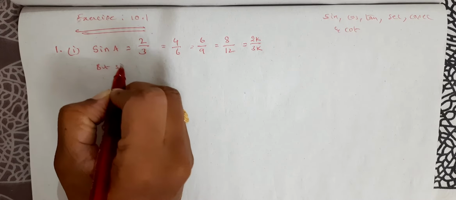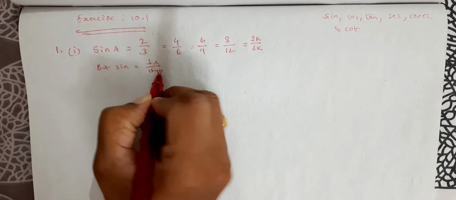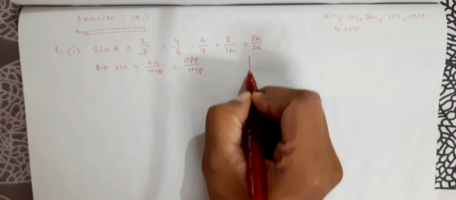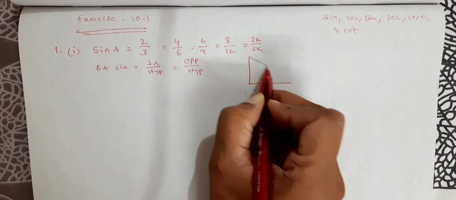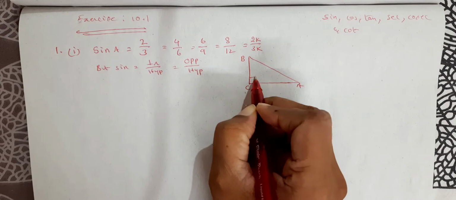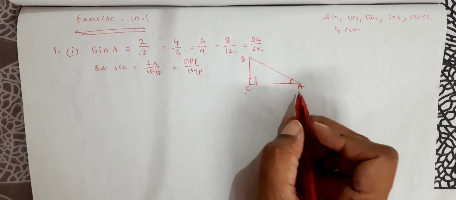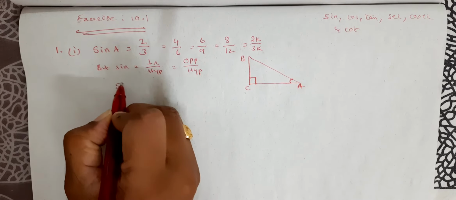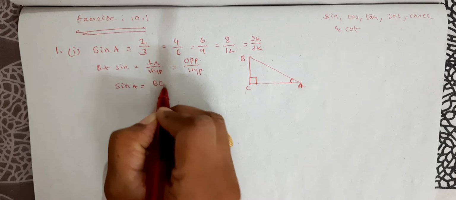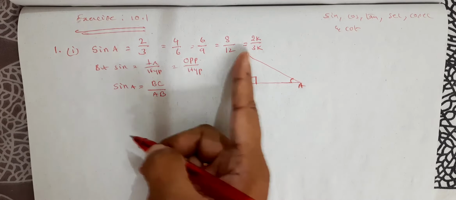But sine is equal to perpendicular divided by hypotenuse, or that is equal to opposite side by hypotenuse. So now if we draw the triangle for the given angle A, let me take this as ABC, and here is the 90 degrees. Now we have to find out sine of angle A. Right? So sine A is equal to, what is the opposite side here? BC by hypotenuse AB. So BC by AB.